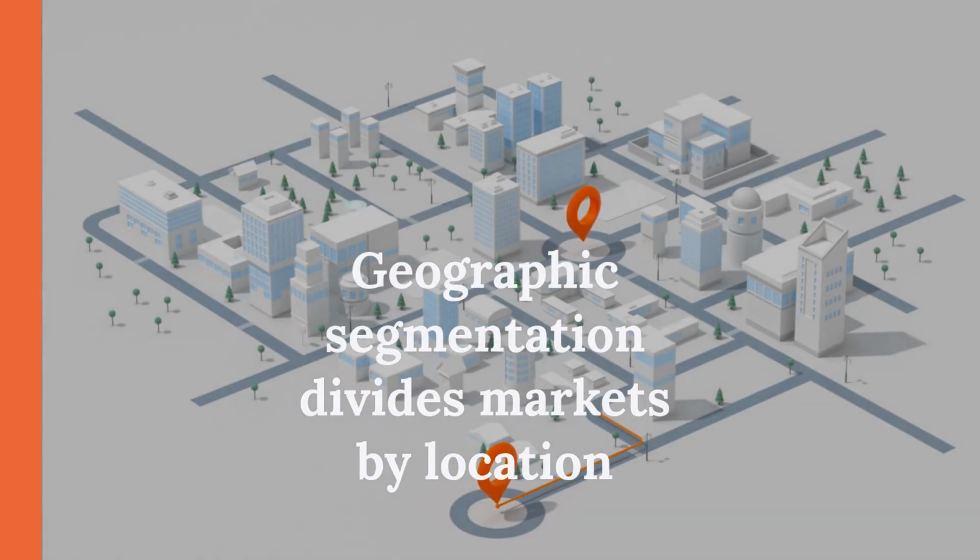Geographic segmentation divides markets by location. Variables include region, climate, and urban versus rural areas. Different regions have unique preferences and needs. Climate influences product demand and marketing strategies. Urban and rural areas differ in accessibility and product demand.